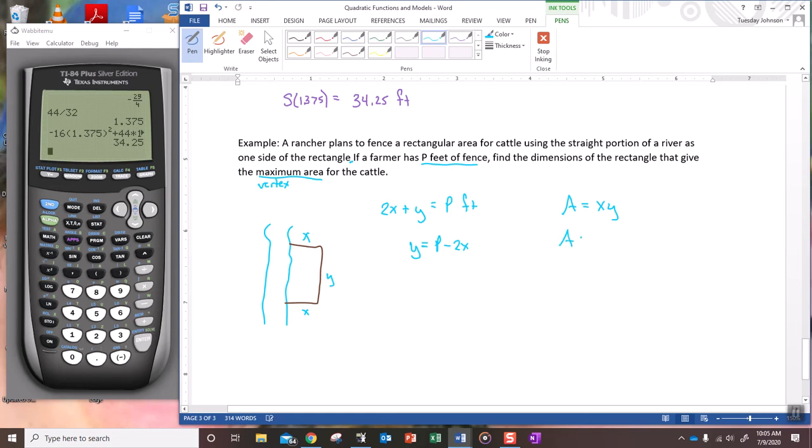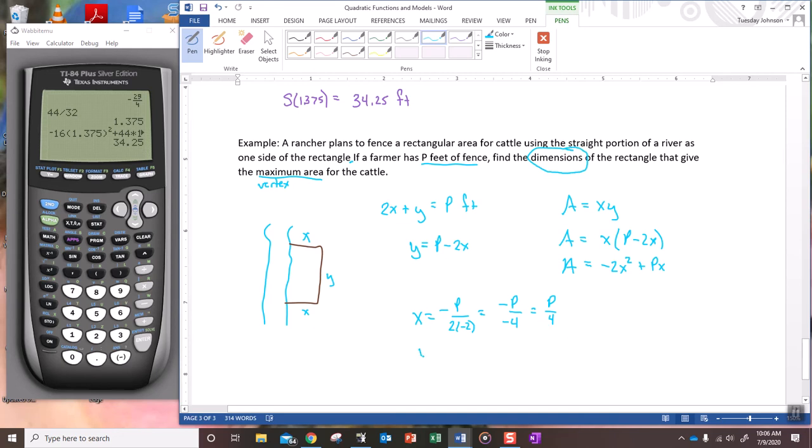So when we substitute in here, we'll have X times P minus 2X. Area equals minus 2X squared plus PX. So we have our area written in terms of a quadratic that faces down. At its vertex, we'll have a maximum. So the vertex is negative p over 2 times a, which is p over 4. So find the dimensions of the rectangle. I want to know my dimensions. That's my answer. So the x value is p over 4.